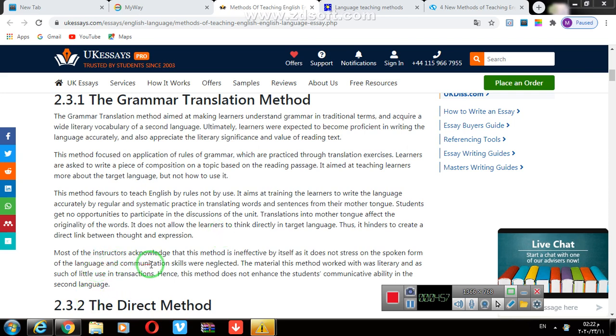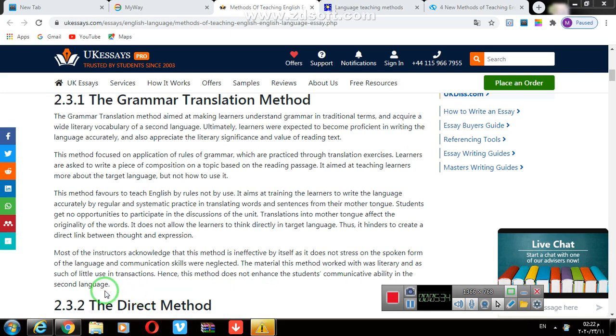Most of the instructors acknowledge that this method is ineffective by itself as it does not stress the spoken form of the language and communicative skills were neglected. So the instructors say that this method is effective, but in case of communication, it is somehow not important. The material this method used was literary and as such of little use in transactions because we don't have a lot of communication. Hence, this method does not enhance the students' communicative ability in the second language.